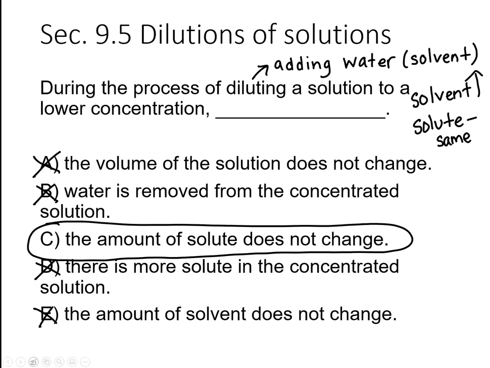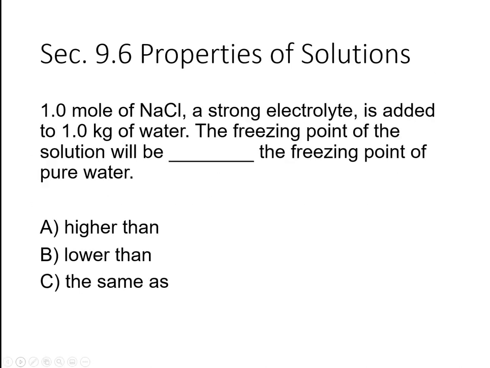Okay. So remember to use that process when you're doing these multiple choice questions. 1 mole of sodium chloride, a strong electrolyte, is added to 1 kilogram of water. The freezing point of the solution will be, and you fill in the blank, higher than, lower than, same as the freezing point of pure water. So which one is it? A, B, or C?